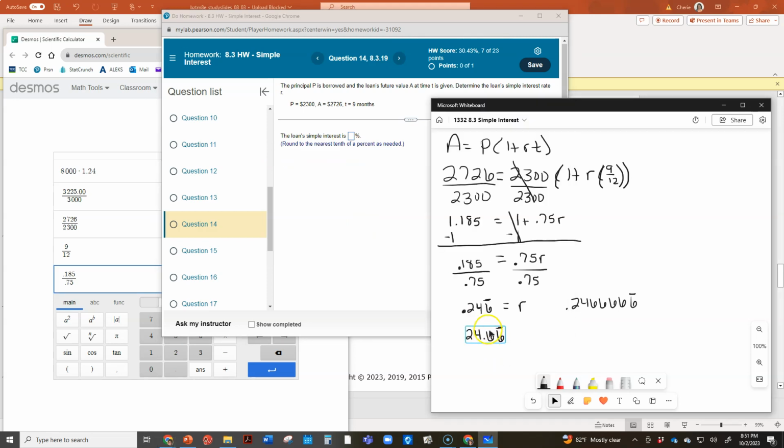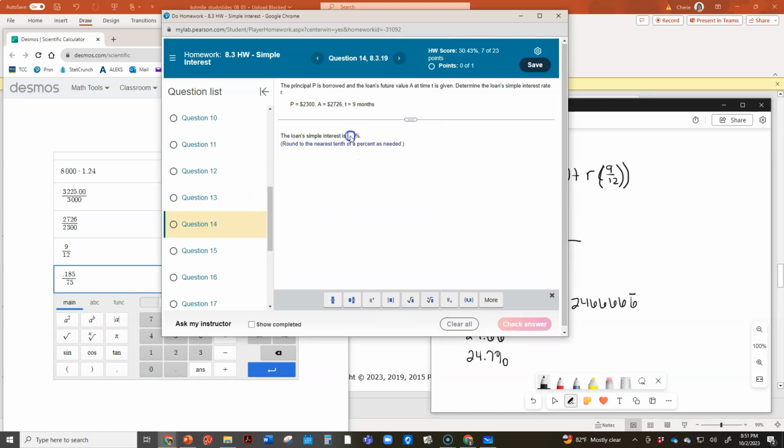So if I'm rounding to the nearest tenth, I have to look one place to the right. To the right of the 6 is a 6. That 6 is going to tell me to change that 6 to a 7. So 24.7%.